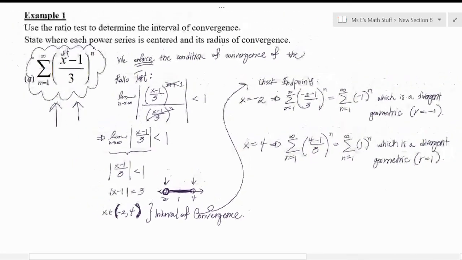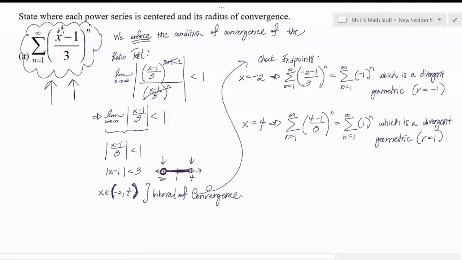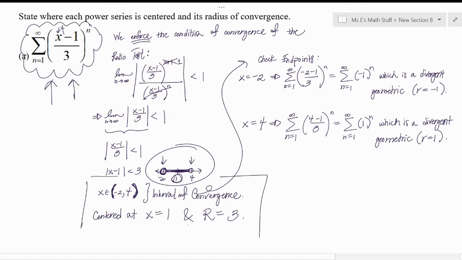Now let's look at the directions. It says, determine the interval of convergence. We did. State where each power series is centered and its radius of convergence. That's where I really like this picture. It is centered at x equaling 1. Hopefully that makes sense. And its radius of convergence was 3. You could see that on the picture. So hopefully things are making sense. And this will be your answer right here.